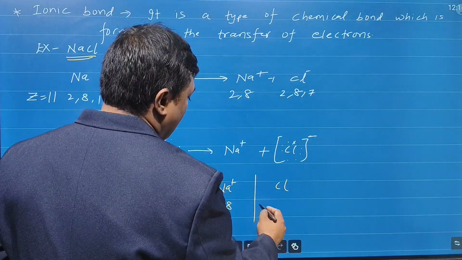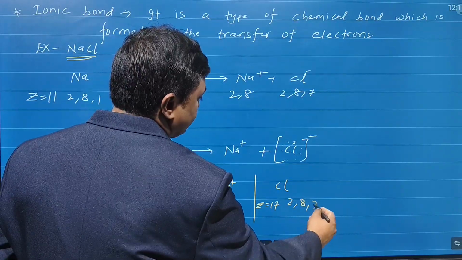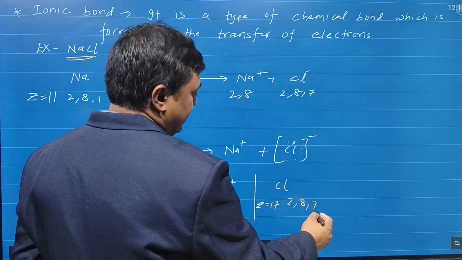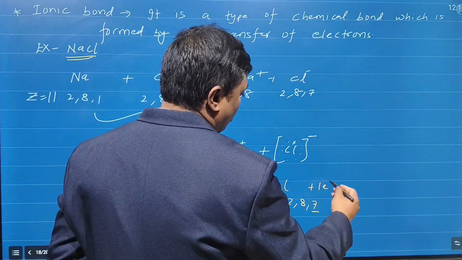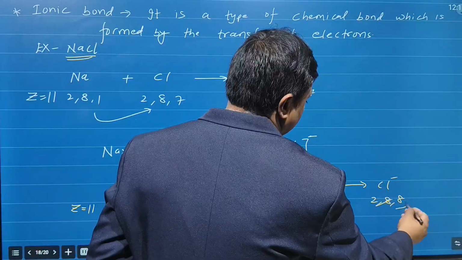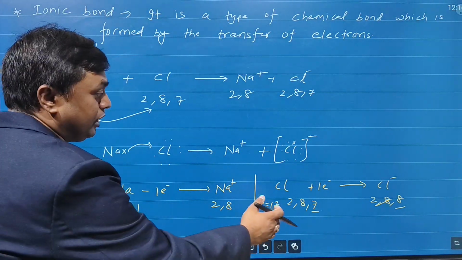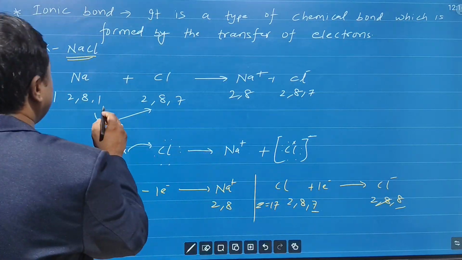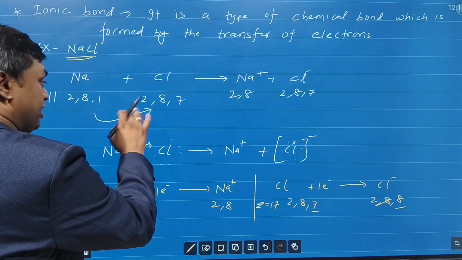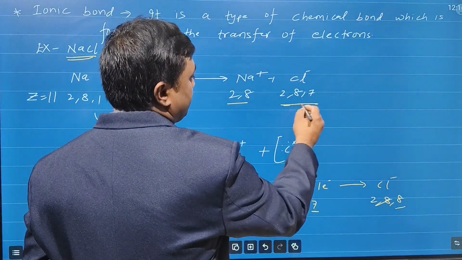Similarly, chlorine's atomic number is 17, and its electronic configuration is 2, 8, 7. To become stable, that is the octet rule, it will gain one electron and form Cl- with 2, 8, 8. So sodium needs to lose one electron and chlorine needs to gain one electron. So sodium is transferring one electron to the chlorine atom. Sodium forms Na+ and chlorine forms Cl- ion.